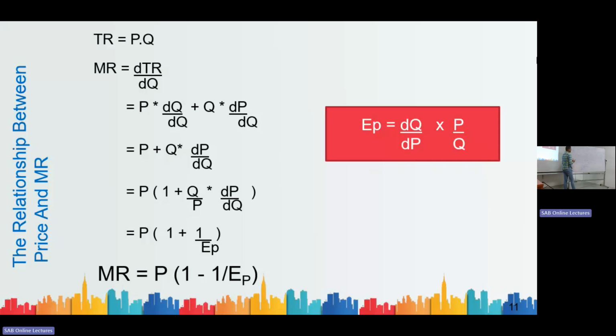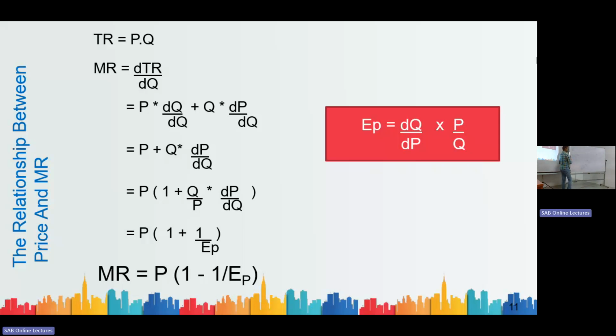So price elasticity of demand is delta Q over delta P into P over Q. We understood that delta Q over delta P is the reciprocal of the slope of the inverse demand curve, multiplied by the original price and original quantity.